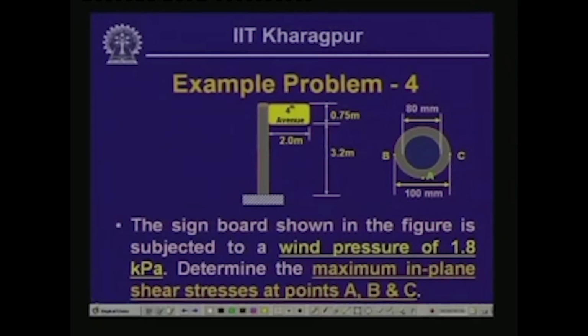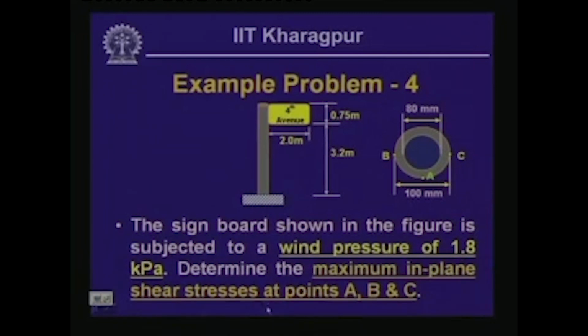Well, we have another example problem here. This is a sign board, as we discussed last time. Many times we use these signs for giving directions, and when wind forces act on such signs, they produce combined force actions on the vertical members. This particular board is subjected to a wind load of 1.8 kilopascal. You will have to find the maximum in-plane shear stress at three points A, B, and C. So, you solve this problem. I am going to discuss this in the next lesson.